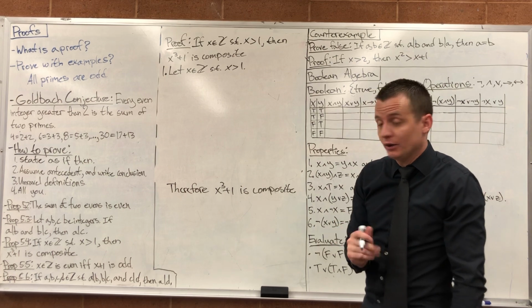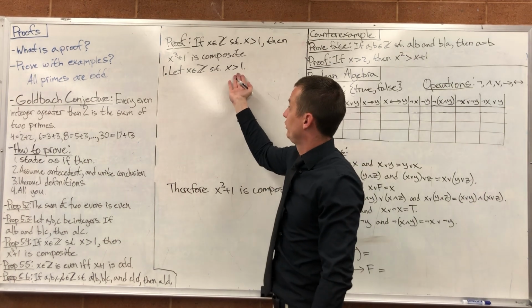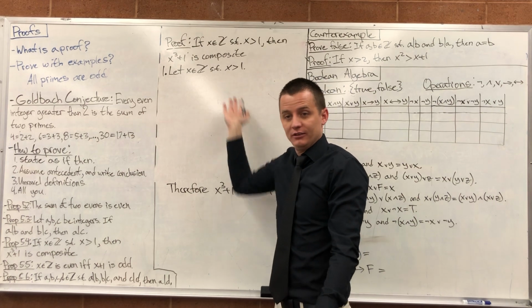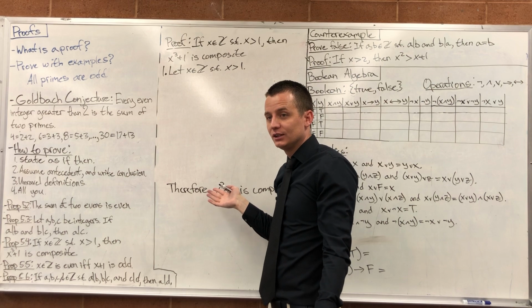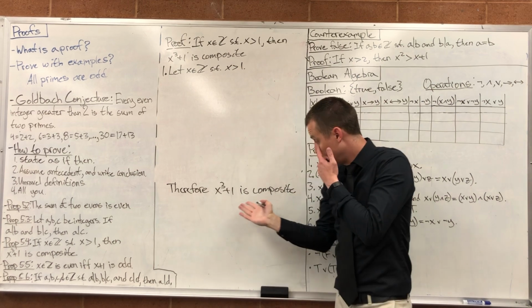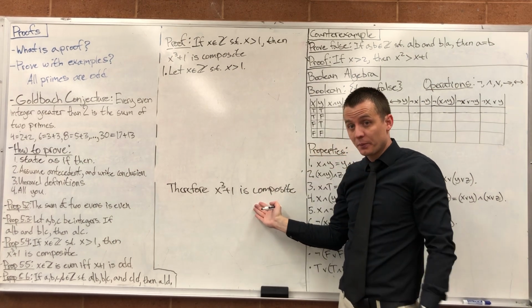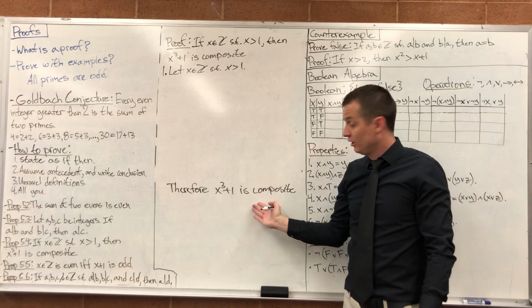Definitions. Here we're kind of stuck. x is an integer where x is greater than 1. We don't have any definition to unravel there. Well, we could talk about the definition of composite.